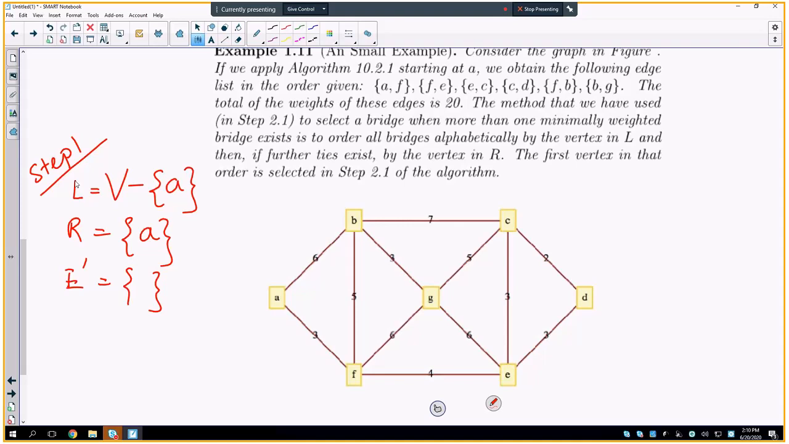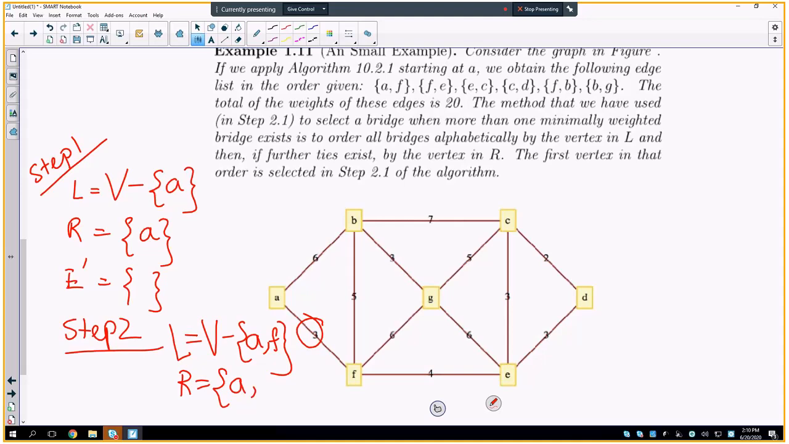So think about R. R is your vertex A, only A. You are trying to find the bridges between A and the rest of the graph. So there are two bridges, with weights 6 and 3. Of course 3 is the lower weight, so I'm going to go ahead and choose this weight. In step 2, my new L is going to be whatever I had already. So you already had V minus singleton A. You're going to now delete F from it as well, whereas R was A, and now you have added F to it.